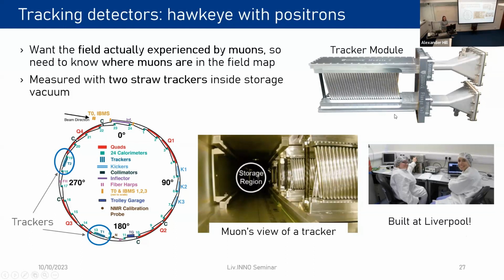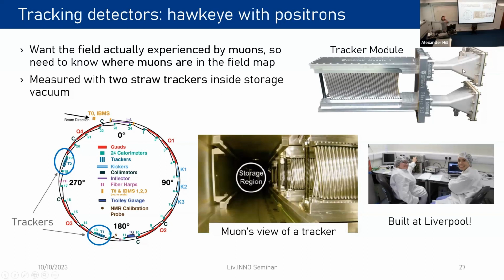So it's been a long journey for these detectors. What we have is 2 locations around the ring. There are 8 modules that look like this. And these are comprised of straw tubes, which have got a sense wire in the middle. So when a positron goes through one of the straws, it ionizes the gas around the sense wire. The ions drift towards the wire and make a signal.